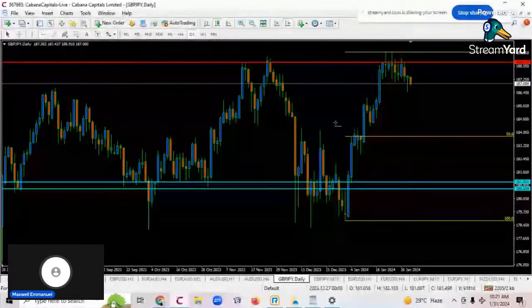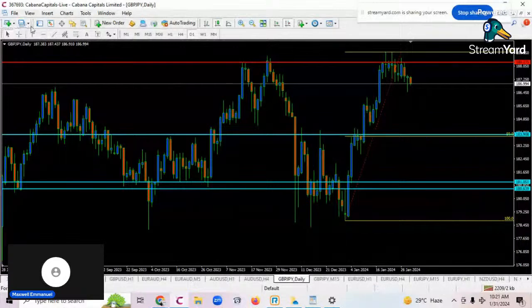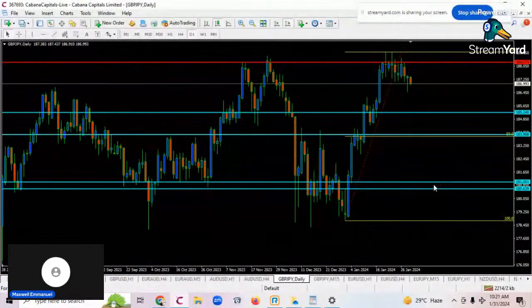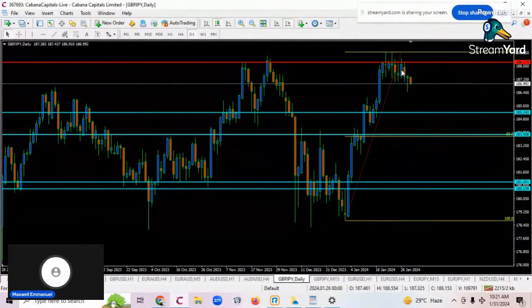So this could be your first target if you're selling GJ. There's a fair value gap here. This could be your first target, and this could be your second target. So at the moment, GBPJPY is bearish.